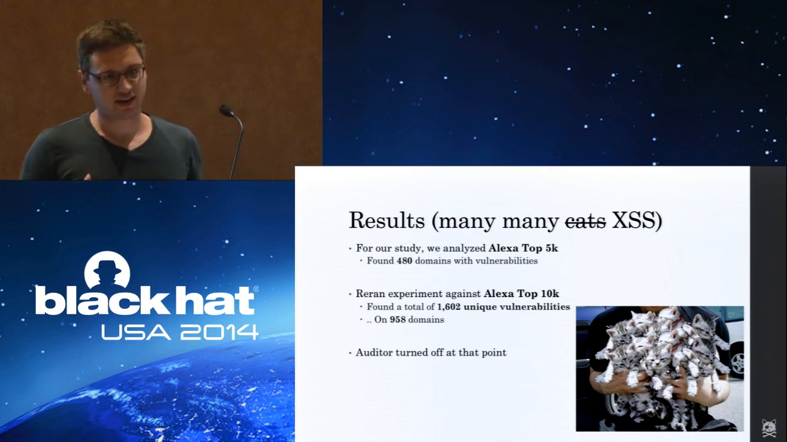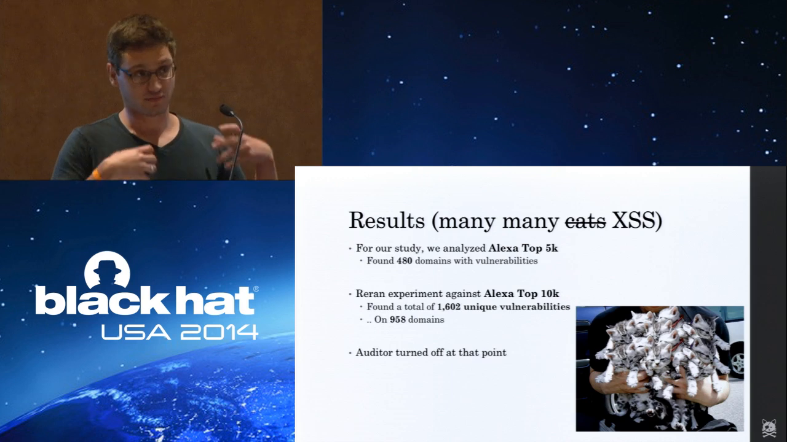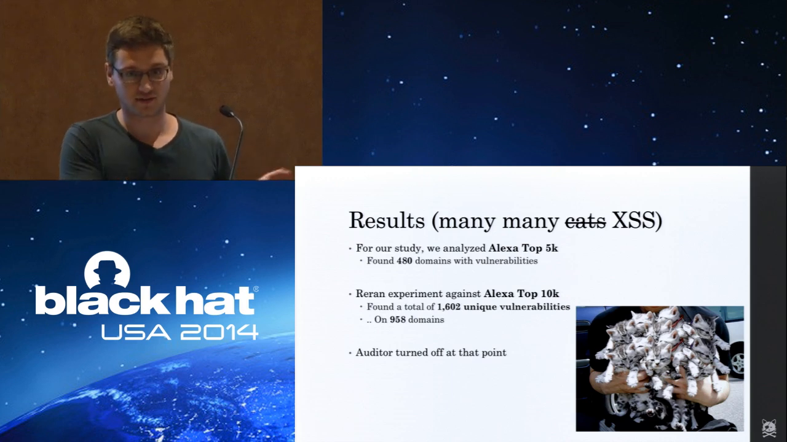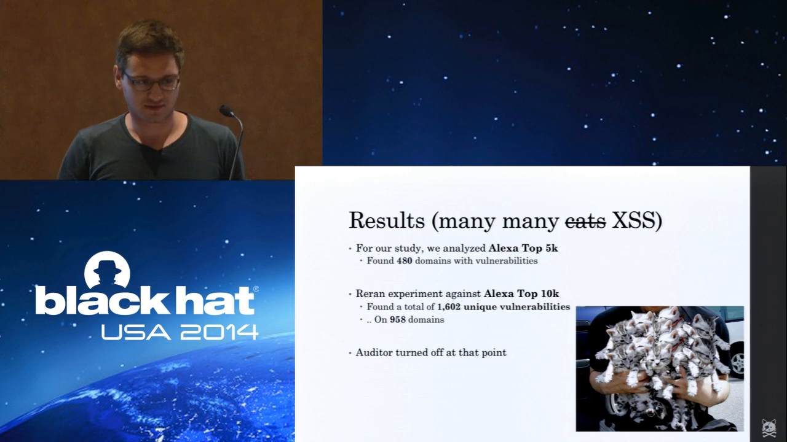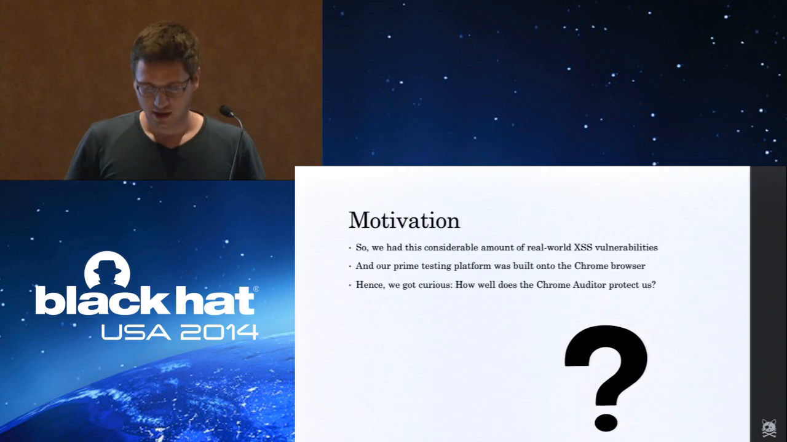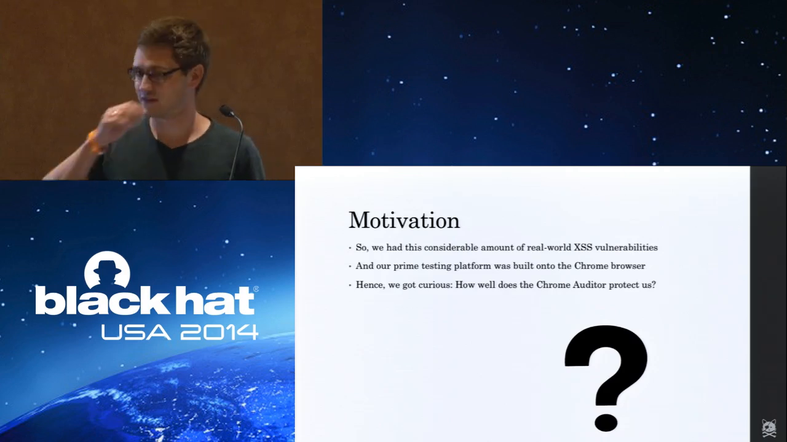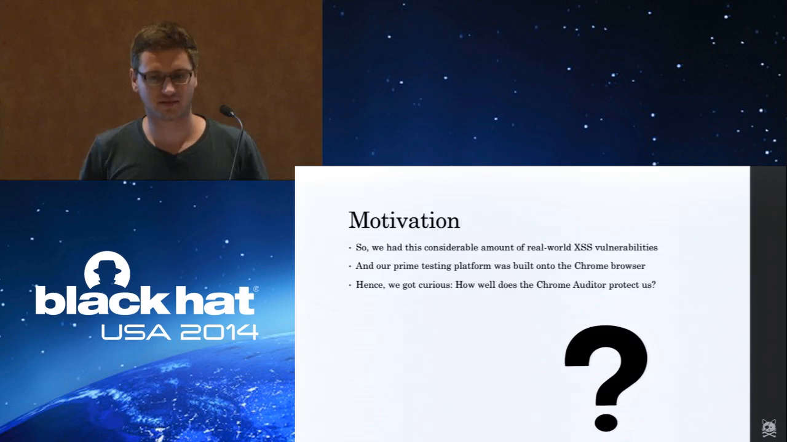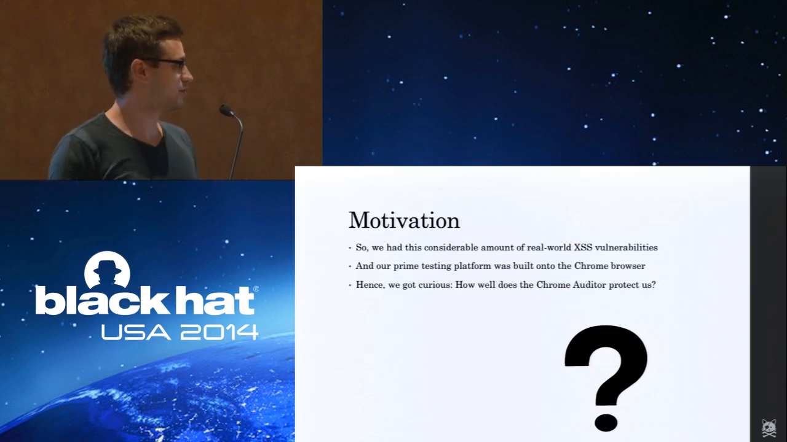In order to validate that this is actually a vulnerability, we said, regardless of the fact that the auditor might block such an exploit, it's still a vulnerability on the server side, or in the client-side code, sorry. Just the fact that the auditor blocks it doesn't mean that it's not a vulnerability. So these numbers are coming from the auditor being turned off. At this point, this was the beginning of this year. We had this large set of real-world XSS vulnerabilities, and our testing platform was built into Chromium. And as you saw, the XSS auditor is also part of Chromium.